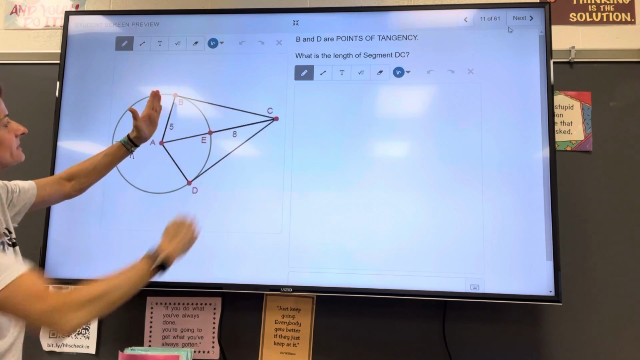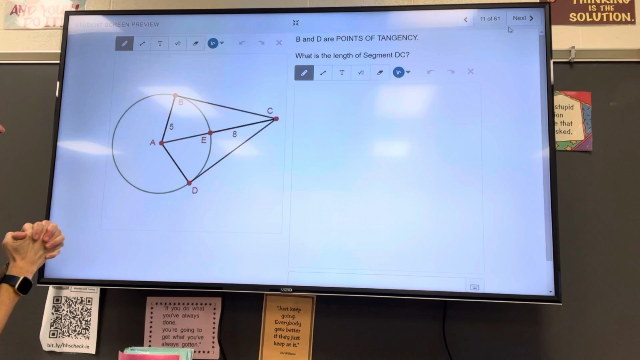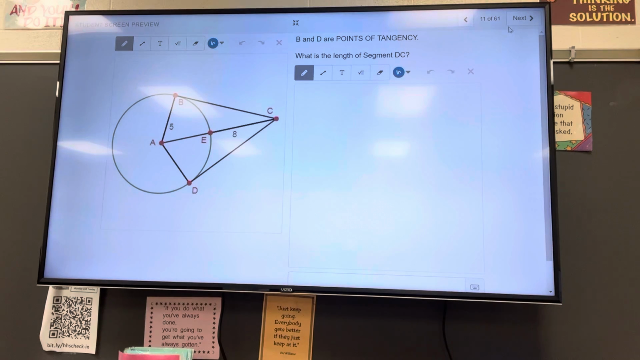This is a radius, so we've got a 90-degree angle there. And we have some information here. They're asking what's the length of segment DC. So before we start, let's go ahead and put some information that we already know on there. All these radii are 5, which makes the length of AC 8 plus 5.